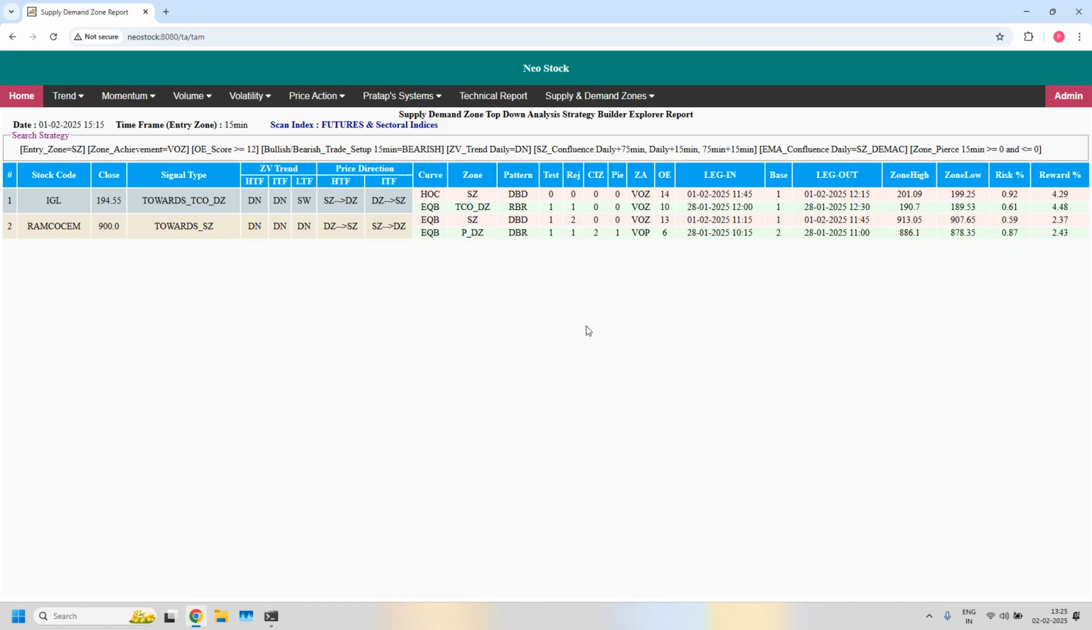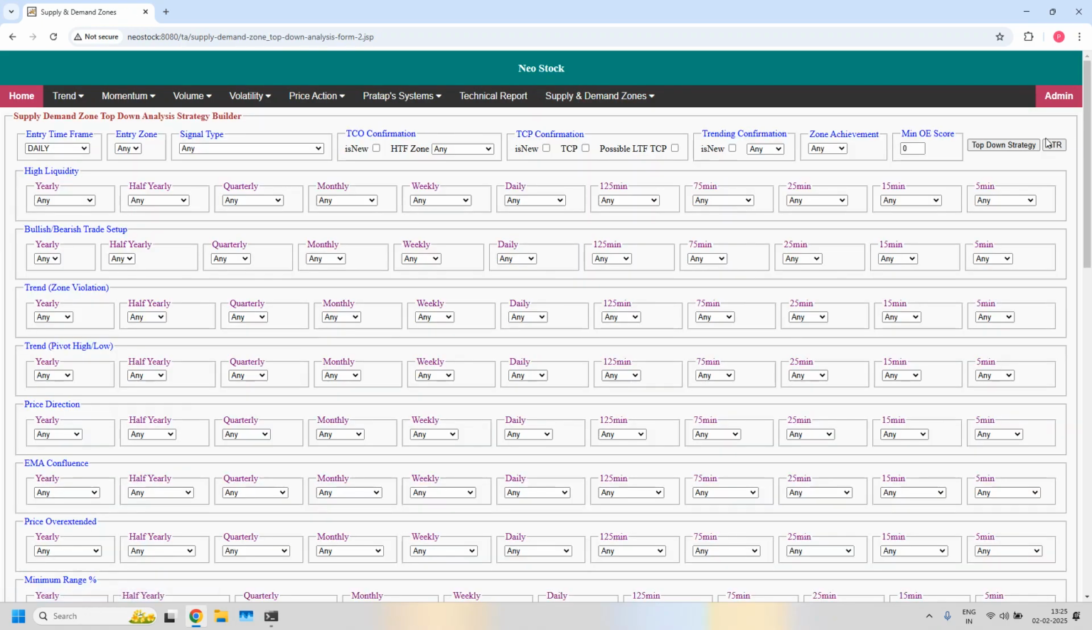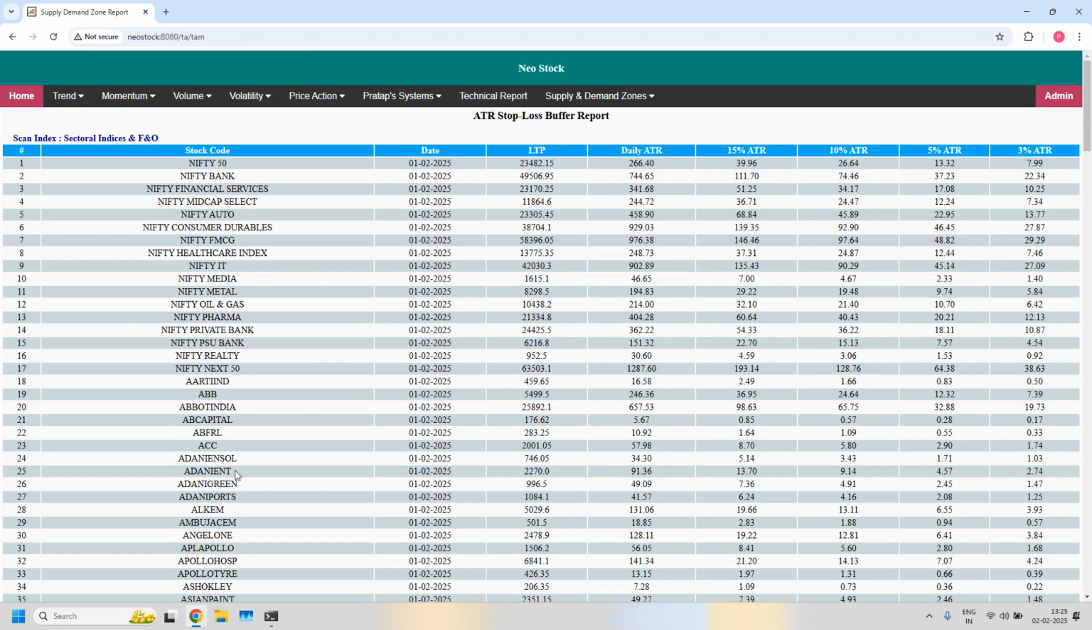So now we completed the income trades, and the last report is about stop buffers based on daily ATR. I have generated stop buffers. The first 17 in this list are indices, and the remaining are all equity stocks. Okay, I'm scrolling the list down. Whichever stock you want to refer to, pause the video there. After that you can proceed. Okay, let me scroll the list down.